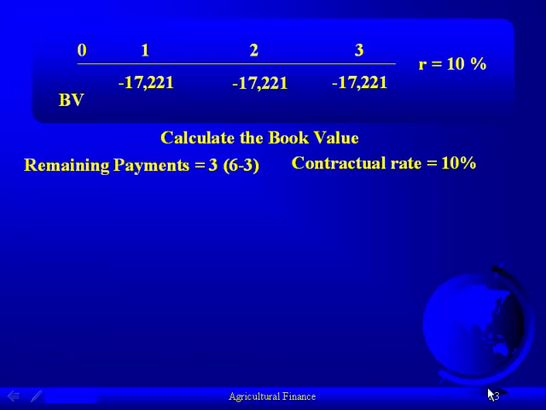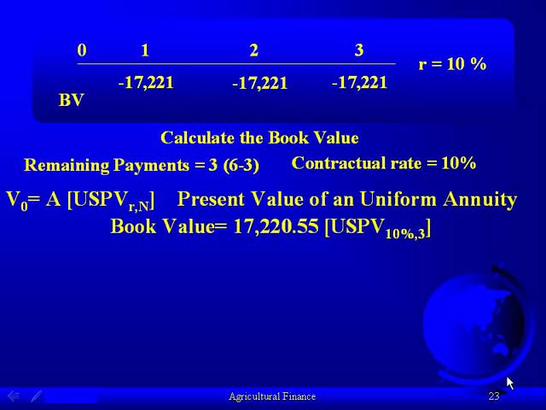You can also calculate that amount by using the book value. If you recall, the book value by definition is the present value of the remaining payments discounted at the contractual rate. So in this case, at the end of 3 years, how many payments are left? 4, 5, and 6, right? So there's 3 payments left at this $17,221. What was the contract rate? It was given at 10%. The remaining payments, there was 6 years. We paid off 3, so there's 3 payments left. The contractual rate is 10%. We find the present value of that uniform annuity. The book value is simply to take the payment and discount it back at 10% for 3 periods.